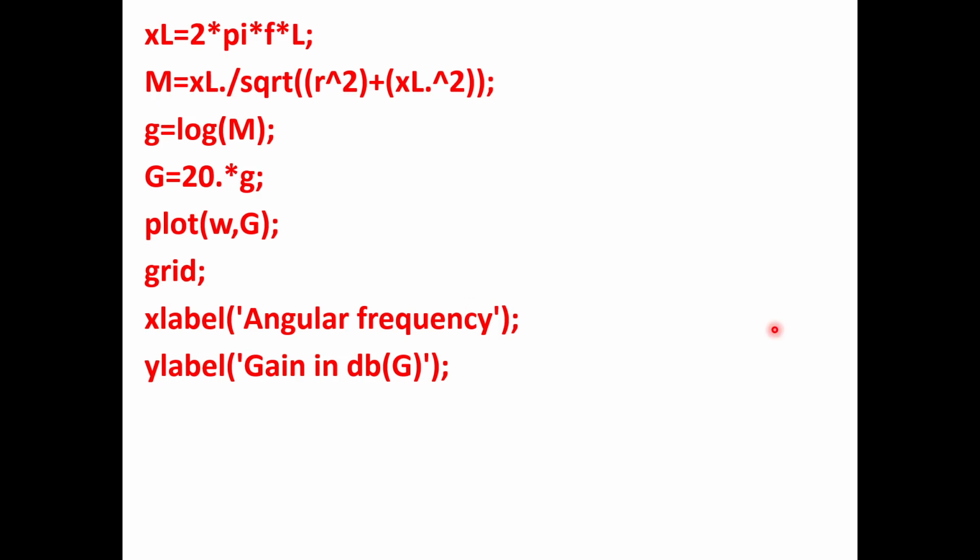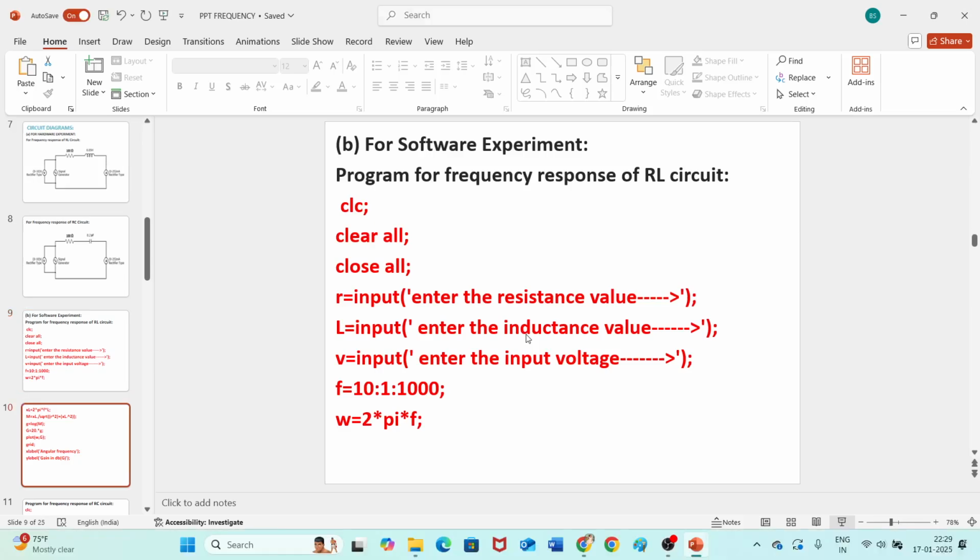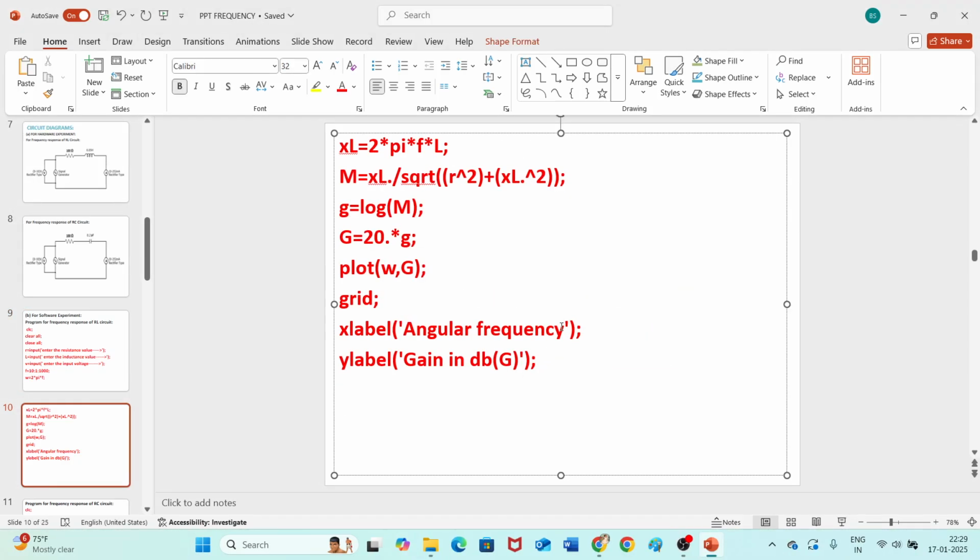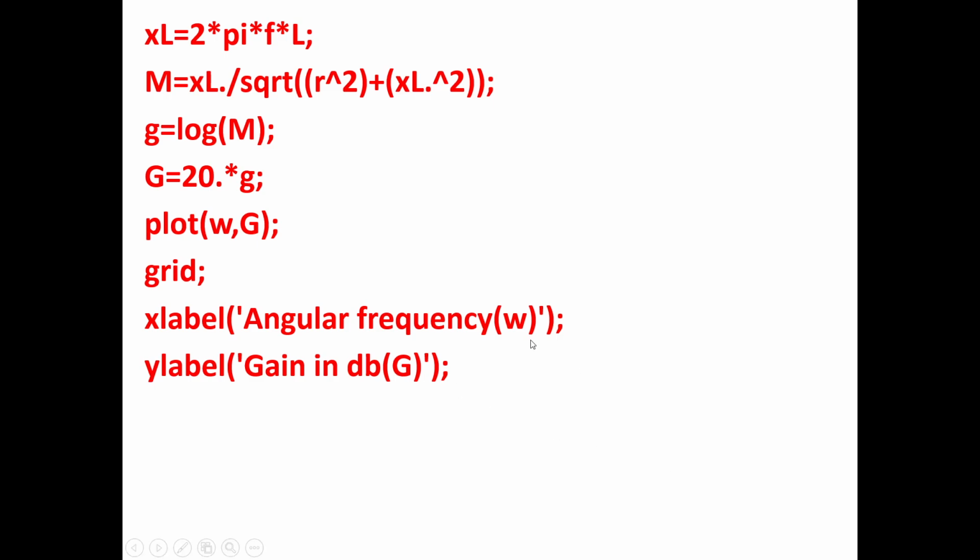So for angular frequency, you can add one more thing here. Angular frequency within brackets W, you can add this. For gain in decibels within brackets we have written G, so it's better to write angular frequency within brackets W. It's not W, but in MATLAB you won't get the omega symbol, you have to type W only. You can pause the video and copy this program in your notes.